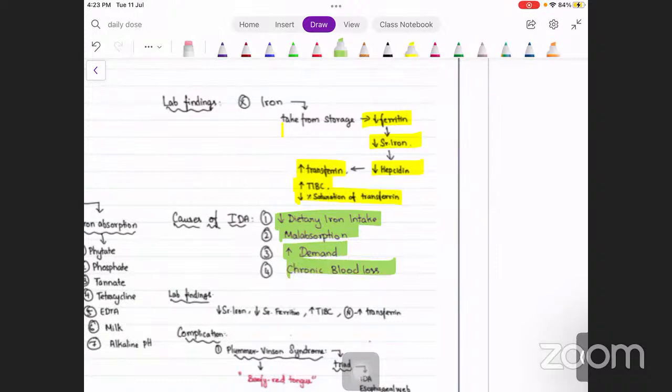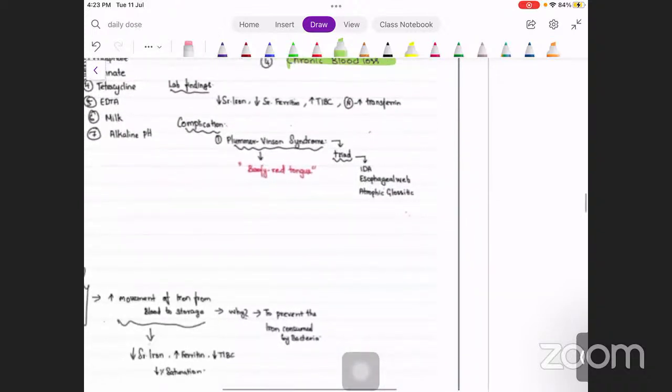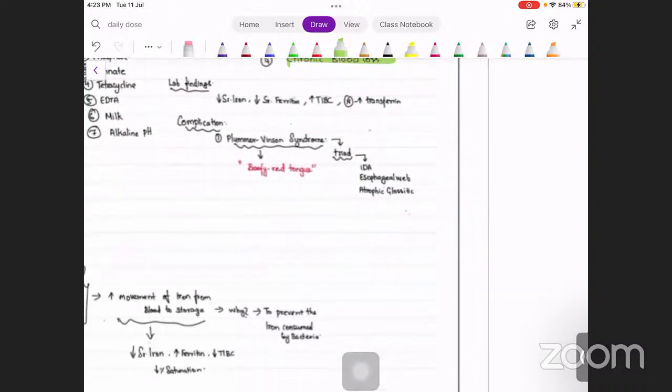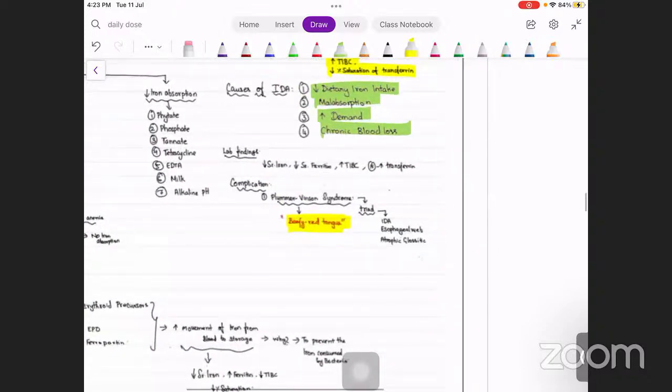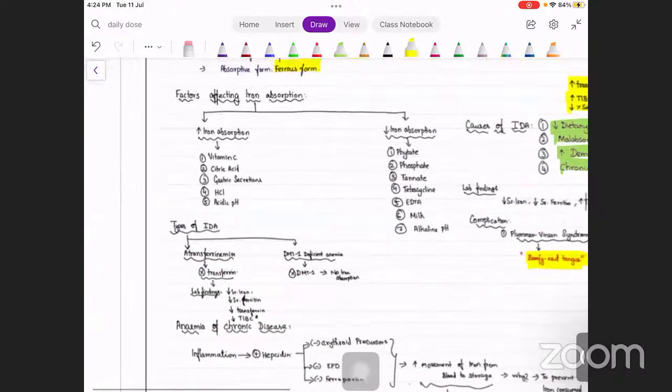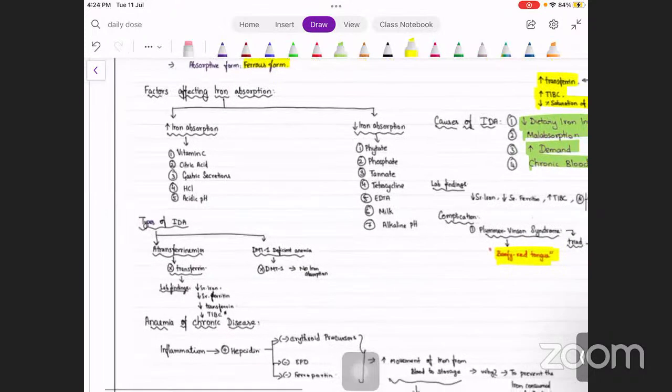And lab findings are decreased serum iron, ferritin, increase in TIBC, and normal to increased transferrin with a decrease in transferrin saturation. Okay, complication, Plummer-Vinson syndrome, where you see iron deficiency anemia, esophageal web, and atrophic glossitis, where you see the beefy red tongue in iron deficiency anemia. Very, very important MCQ.